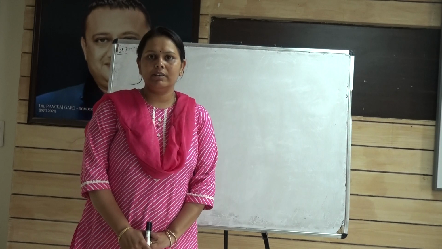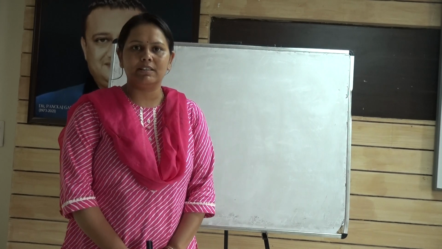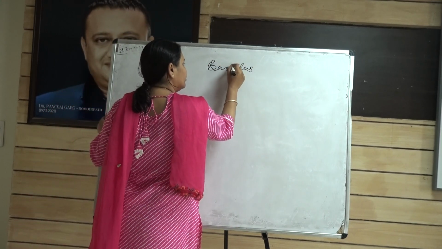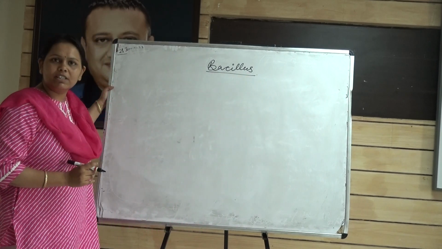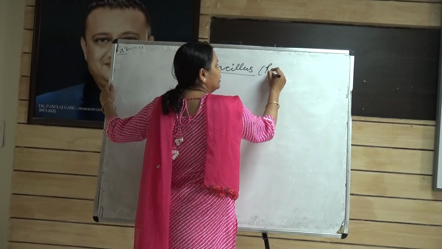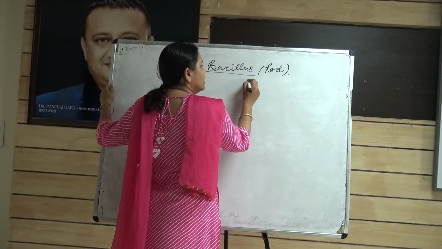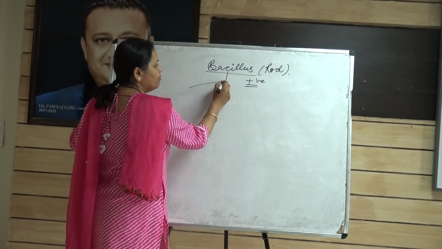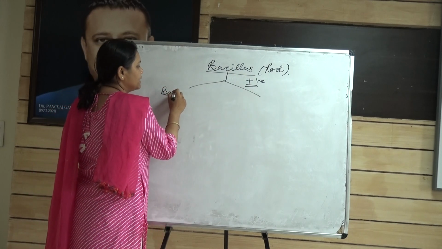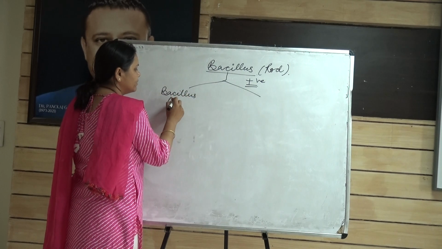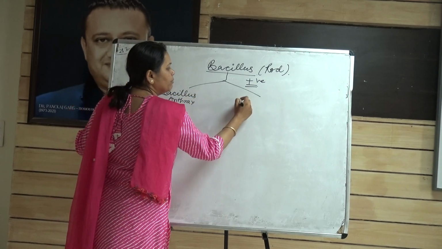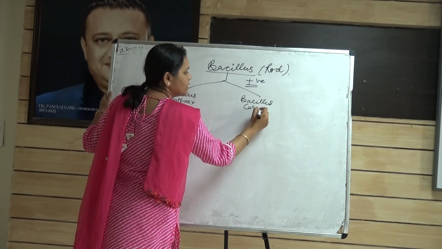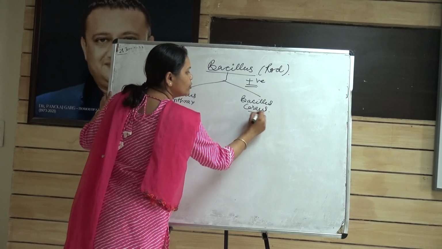Today we are going to start a new lecture on a bacteria, that is the Bacillus. Bacillus, as the name suggests, means rod. So it is gram-positive rods. We have two species of Bacillus which are very important. One is Bacillus anthracis and second is Bacillus cereus. In today's lecture we are going to discuss these two species.